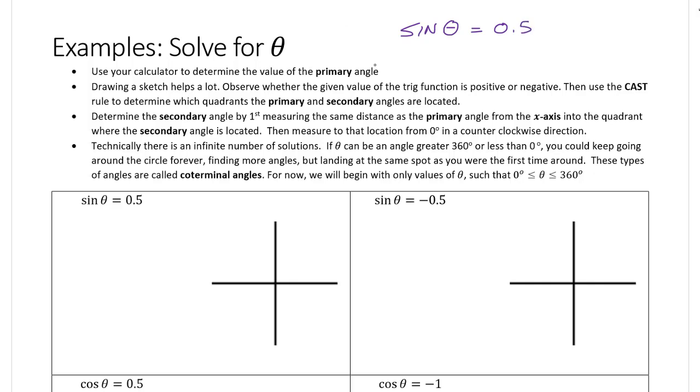So remember, what does this mean? This means when I type in sine of an angle, what this basically is saying is, what angle has a y-coordinate of 0.5 on the unit circle. That's what this means.